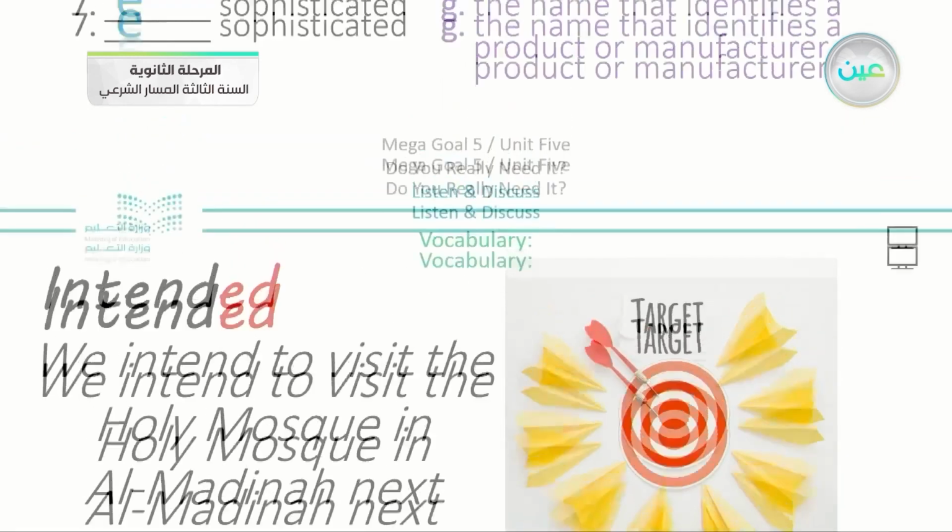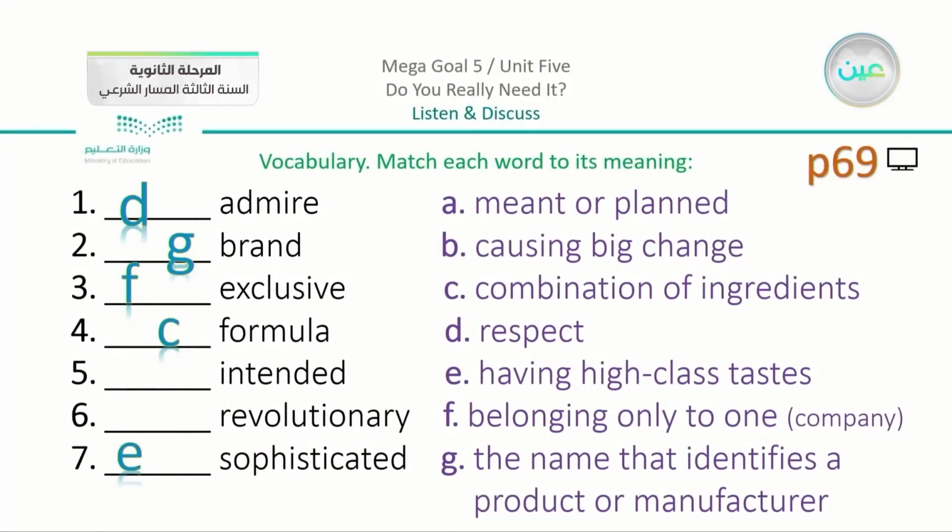Now going back to our basic exercise in the book, we do have the word intended, number 5, and we can see that we have here 2 left. Now we can see that we have here B, which is causing big change, and we do have also the other one. So we have finished D, G, C or F, C and E. So what do we have left also? We have A, which is meant or planned.